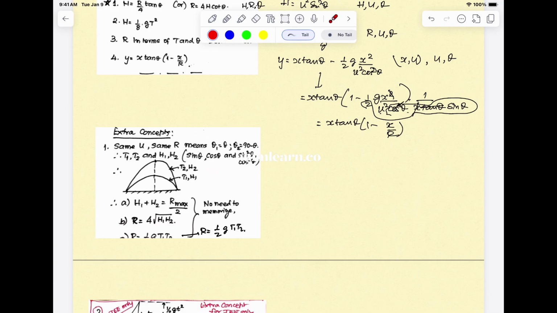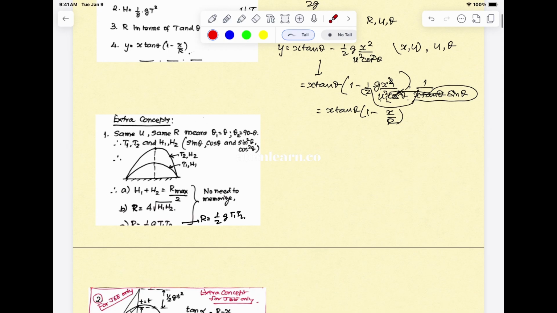Therefore, this is the concept which we have already learned. Now we should also know how to answer some of the questions based on this concept. For example, the question may be: for the same u and for the same r, of the heights h1 and h2, which is more? T1 and T2, which is more? In this figure, T1 is less and T2 is more. Similarly, height H1 is less, H2 is more. We should be able to answer this. That is the concept which I am saying.